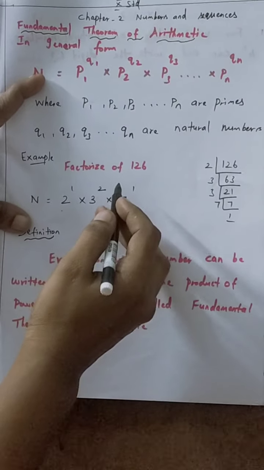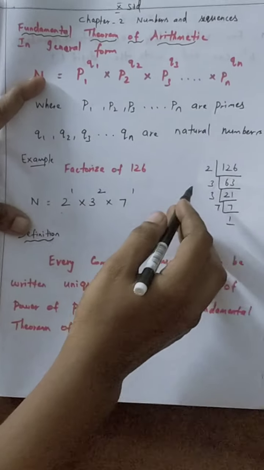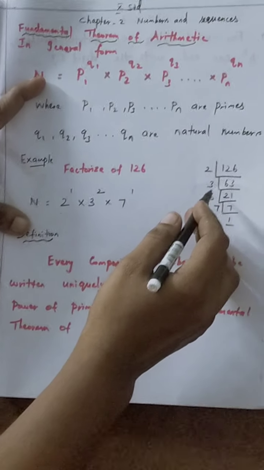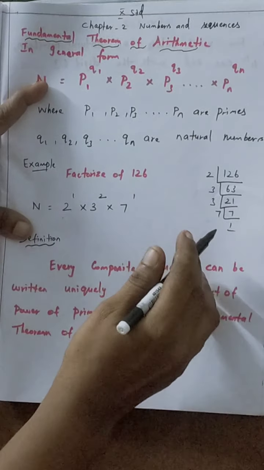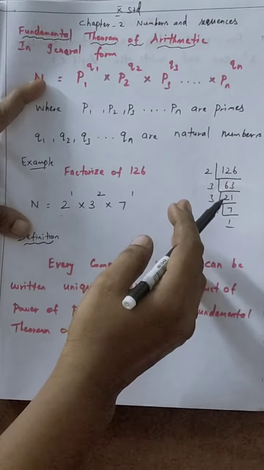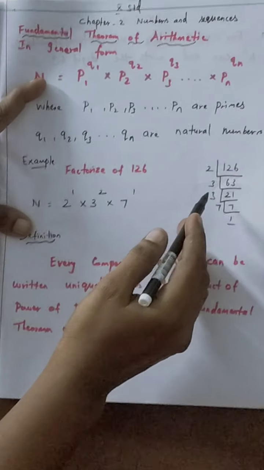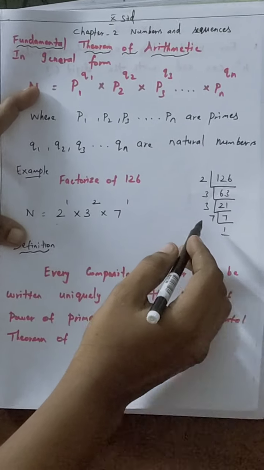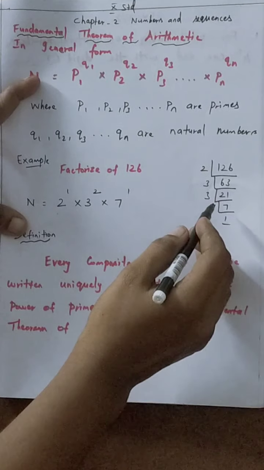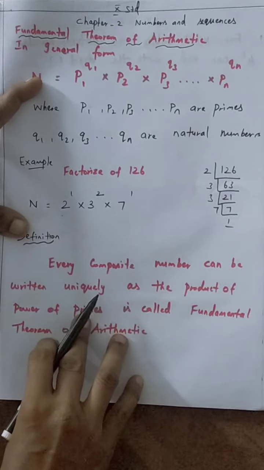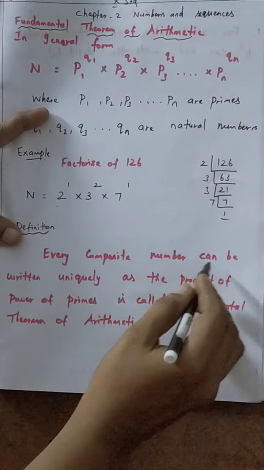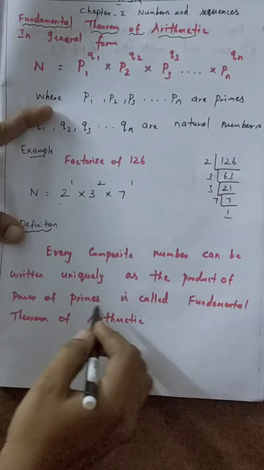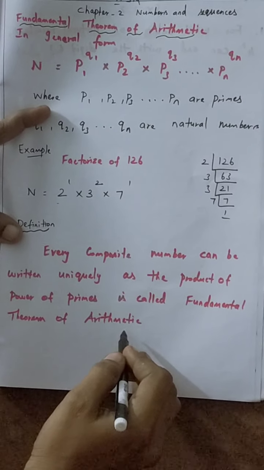The fundamental theorem of arithmetic means we write the given composite number as a product of factors. If all the factors are primes, we can stop. Otherwise, if the given factors are not prime numbers, we split the factors until all numbers are primes. The definition: every composite number can be written uniquely as a product of powers of primes, and this is called the fundamental theorem of arithmetic.